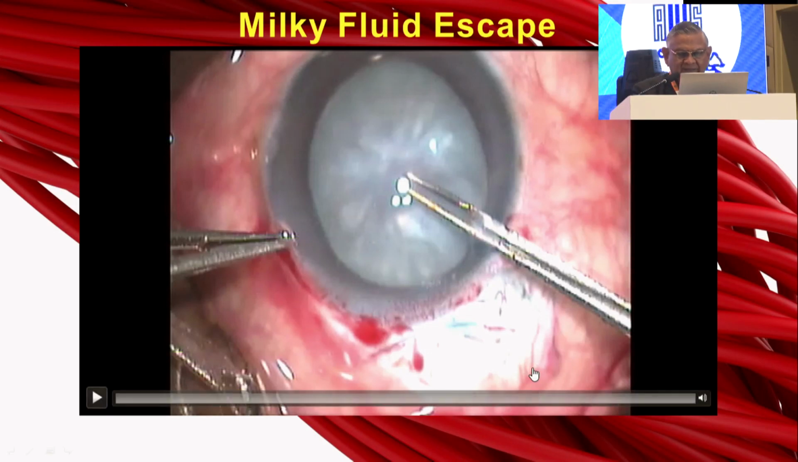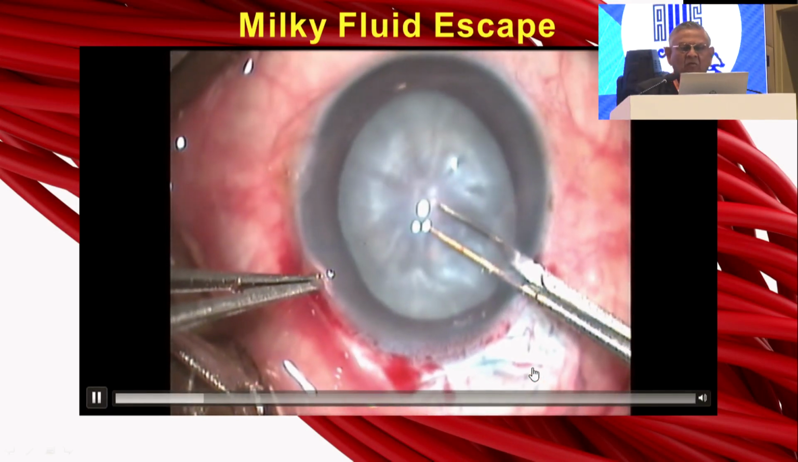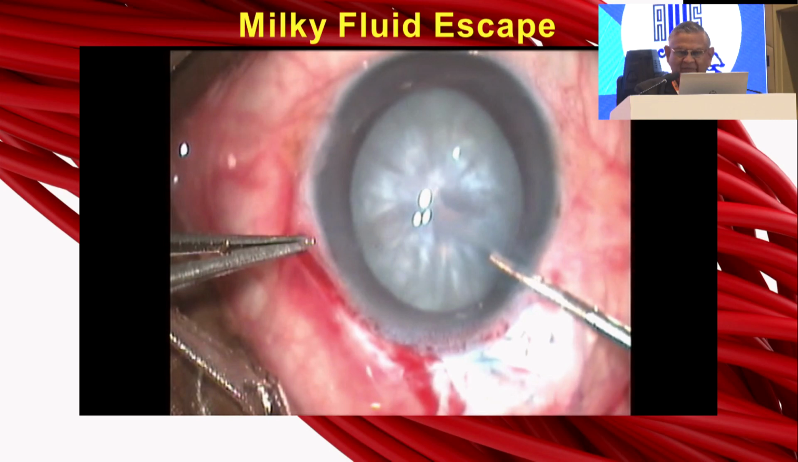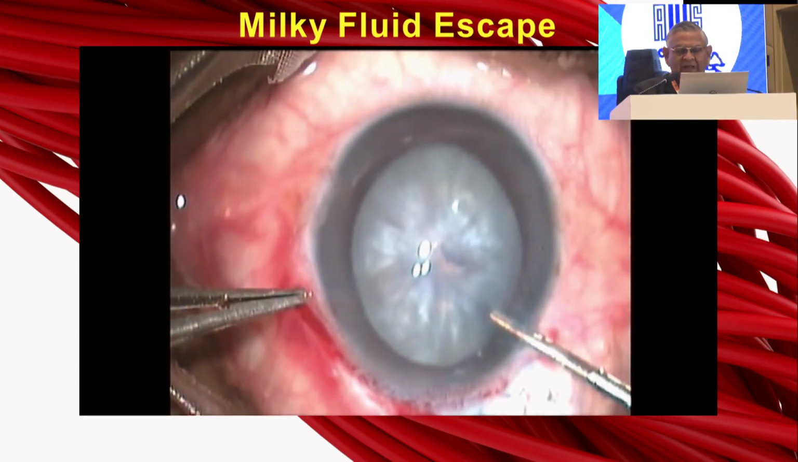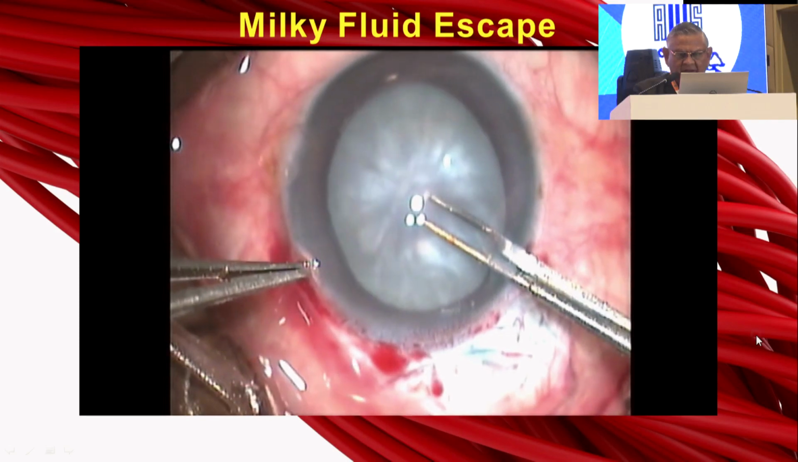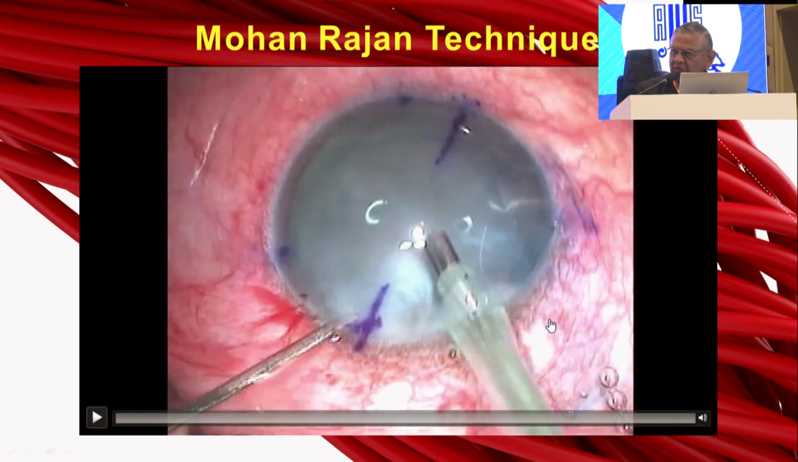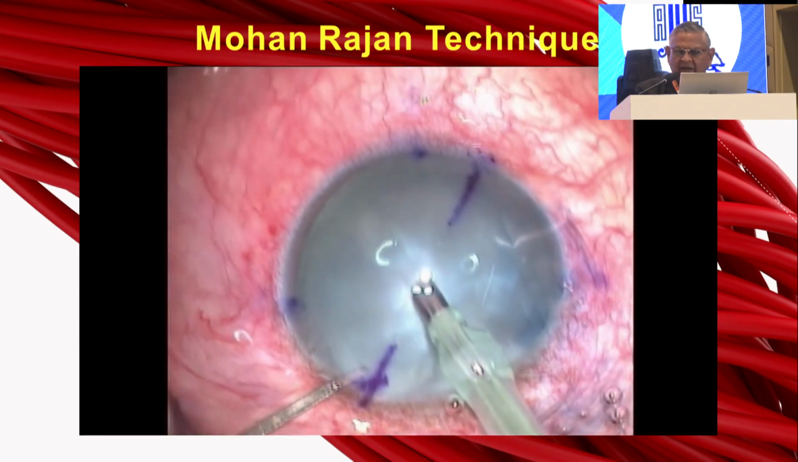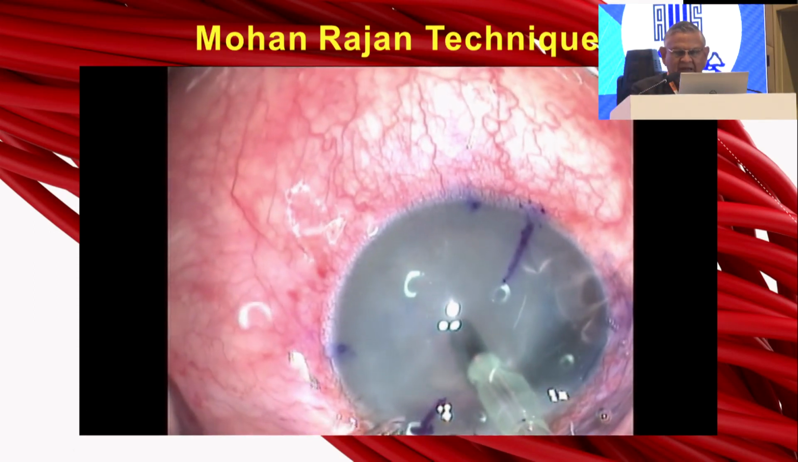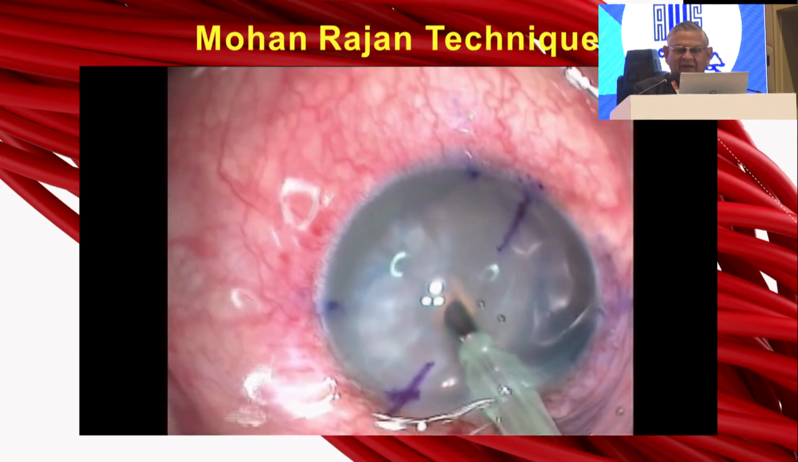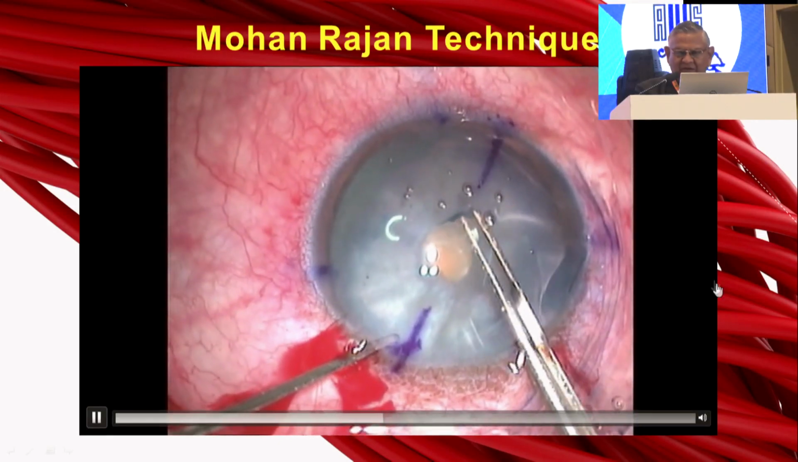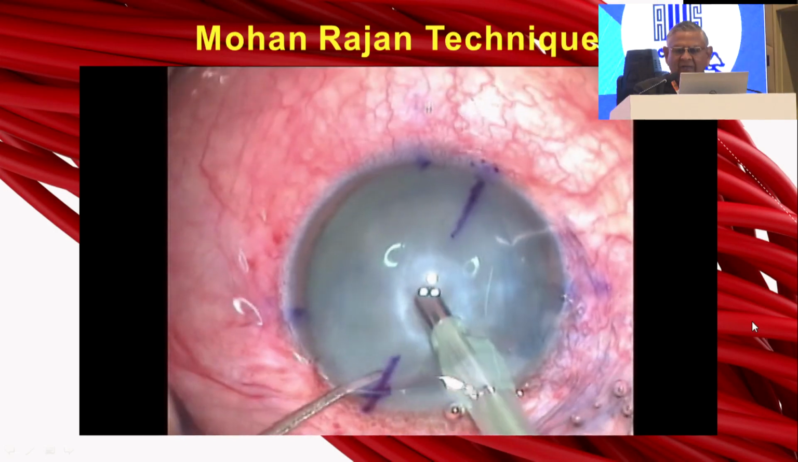You can see here, just make a very small opening in the capsule and allow the milky fluid to escape out of the chamber. The pressure becomes low, and then you can proceed further. Here you have to use the Venturi system with a 0-degree tip and very high vacuum, about 500, and put it in the center. You can see that not only the cortex is sucked, but there is a little pit in the lens matter also. And then you can proceed further and make the rhexis.